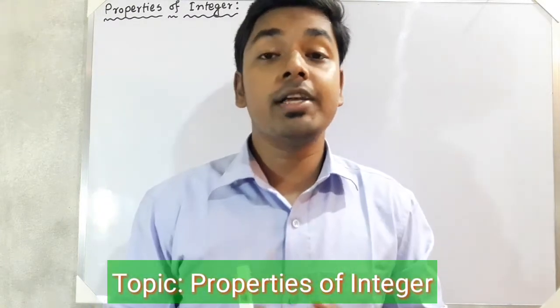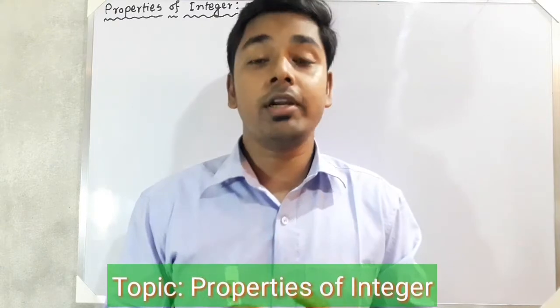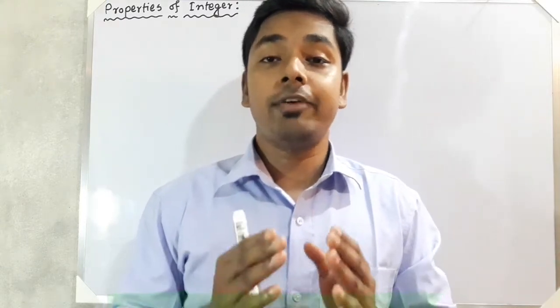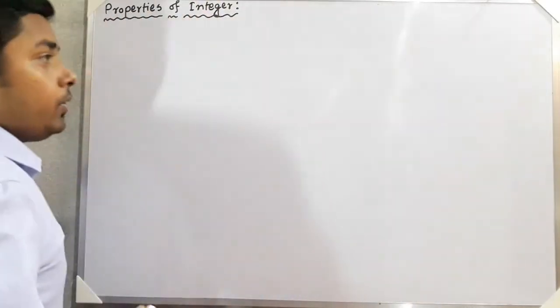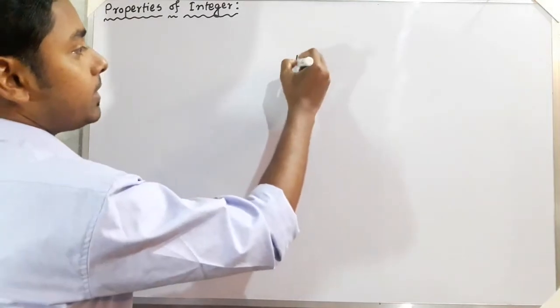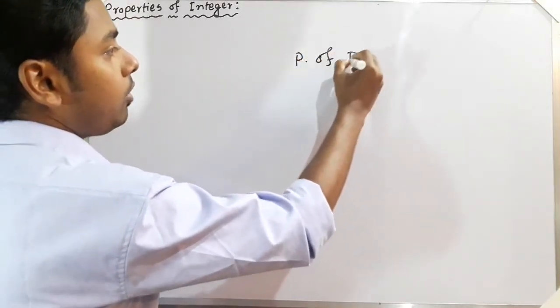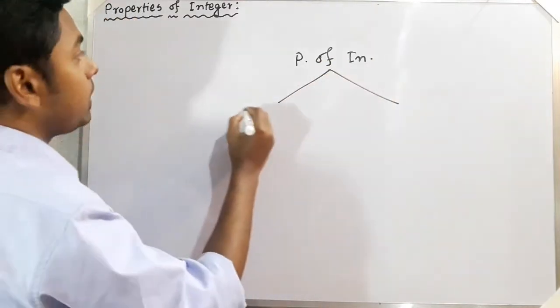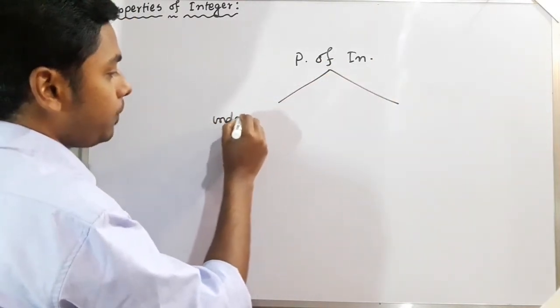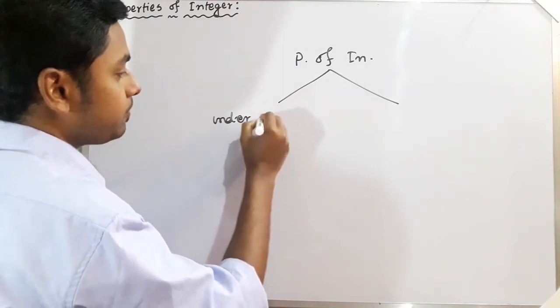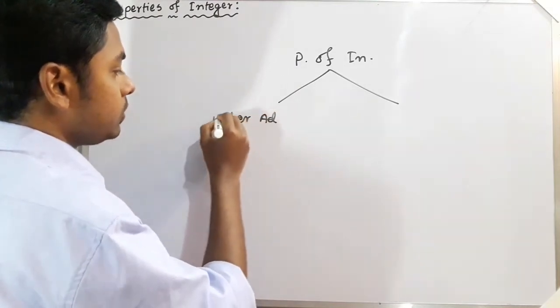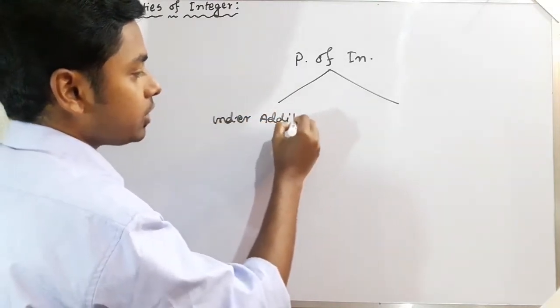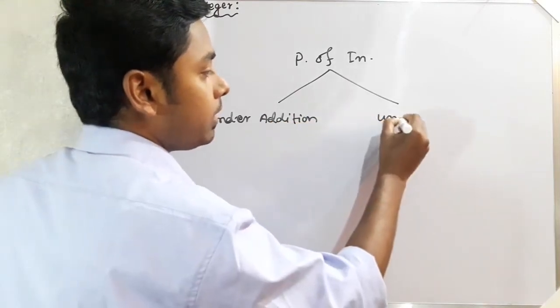So in this class we will talk about the properties of integers. It is a very important topic. Properties of integers have two parts: properties under addition and properties under multiplication.